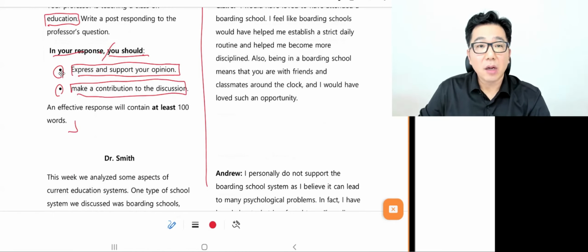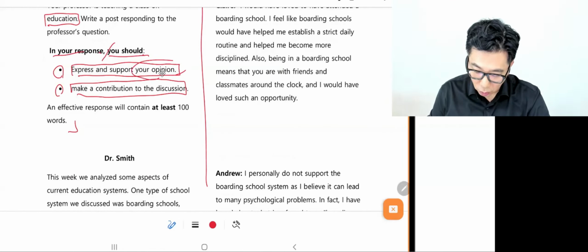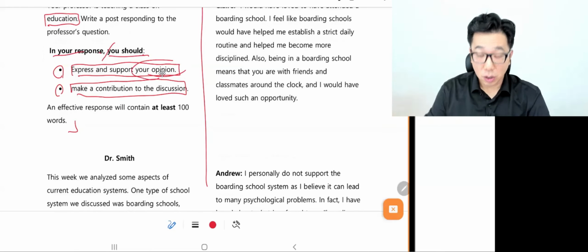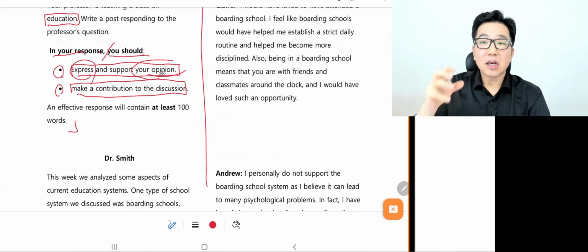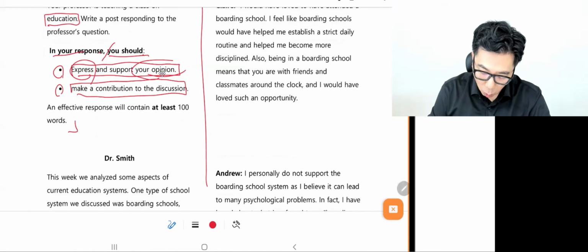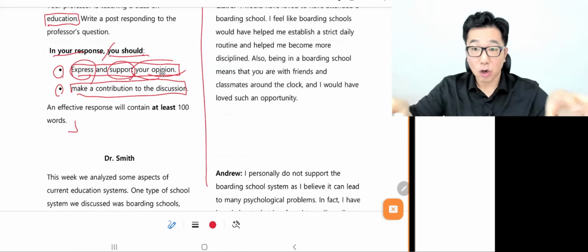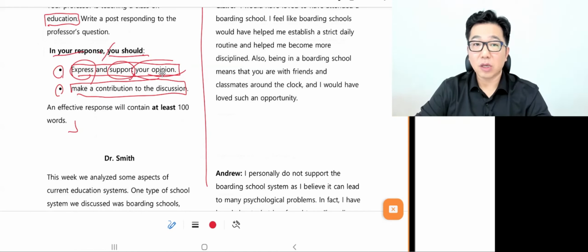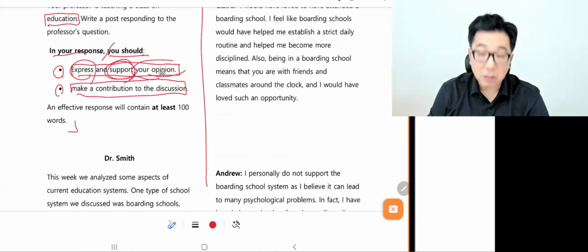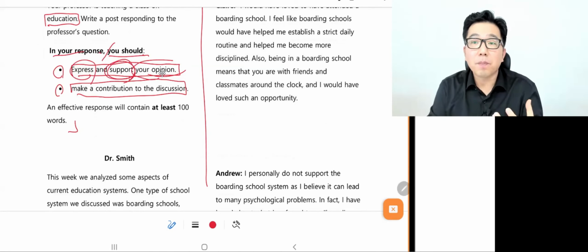So the first criterion: express and support your opinion. Very obvious. Your opinion will be the answer to the question. So clearly show what your opinion is as your answer, and support it, meaning don't just give us a one sentence answer: this is my opinion, I believe this, full stop. You are not going to get a good score. You need to support it, meaning you have to develop your thesis further.